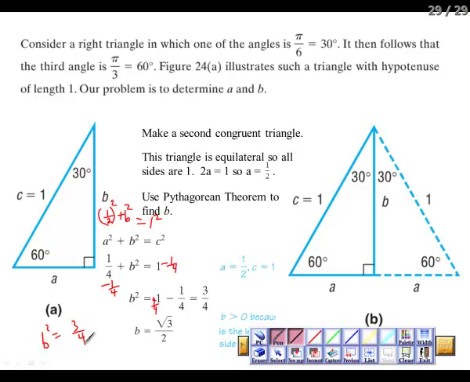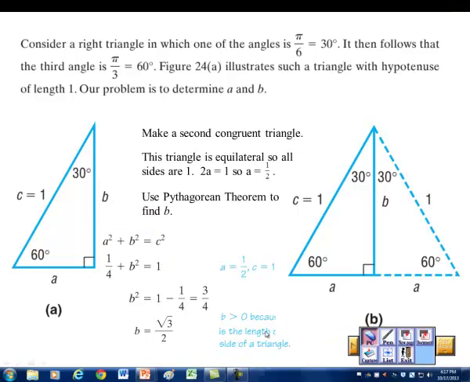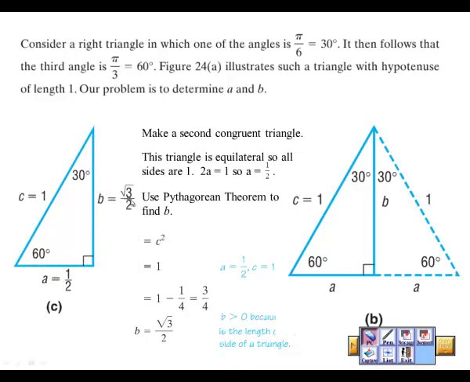So here we have b squared equals 3/4. If we apply the radical to both sides, we get plus or minus the square root of 3/4. Well, we don't have a negative value for a measurement, so we drop the minus. This would be the square root of 3 over the square root of 4, which is just 2. Okay, and so we get this value here for this 60, 30, 90 right triangle.